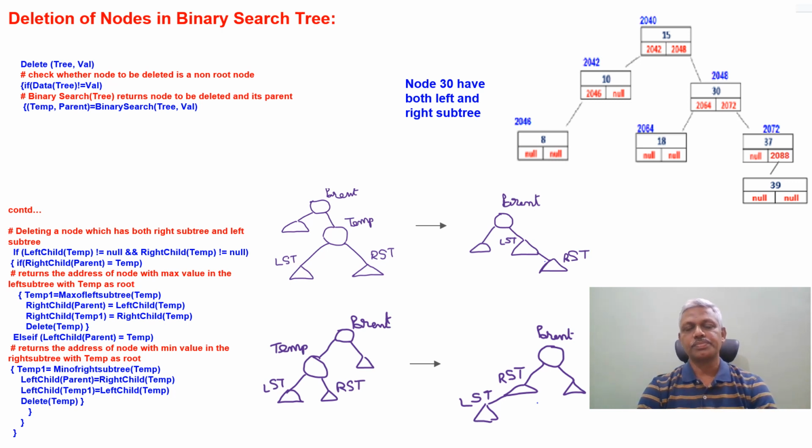This is one method. Similarly, if the node to be deleted is the left child of the parent, then again the elements of the LST are less than temp, temp is less than the elements of the RST, and all these things are less than parent. In this case, if this is to be deleted, we can identify the least element of the right subtree of temp, and to that least element this left subtree can be attached, so that the binary search tree conditions are not violated. This is one way of doing it.